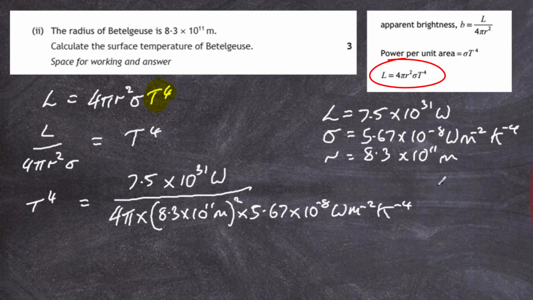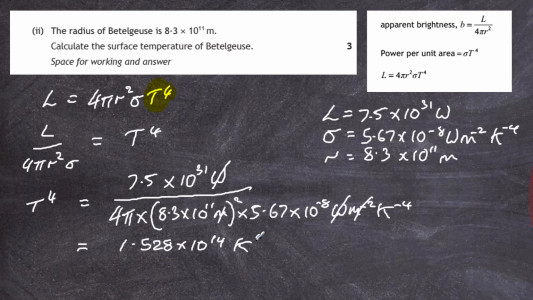Now you can see that things are going to cancel out here. You're going to have the watt cancelling with the watt, and the meter squared cancelling with the meter squared from here. And you're going to be left with K to the minus 4 in the denominator, which is Kelvin to the power 4. So that matches up with what T to the 4 is. So our calculation is going to produce the following number. T to the power 4 is 1.528, we do this in our calculator, times 10 to the power 14, and the answer is going to be units Kelvin to the power 4.